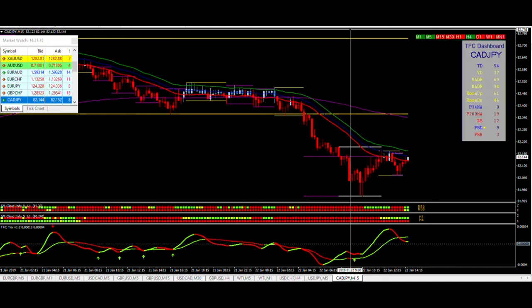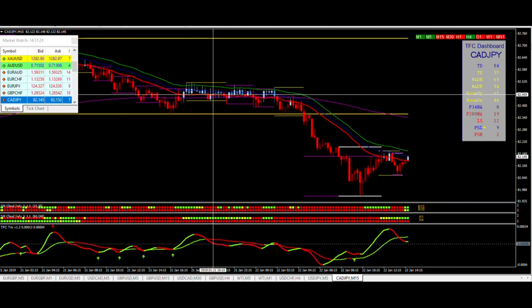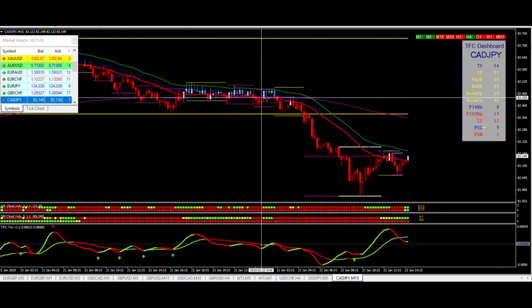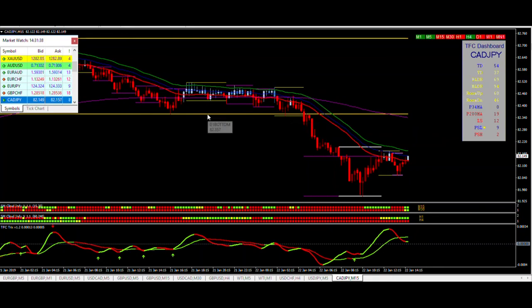Right, this is CAD Yen 15 minute. Right, you can see here the TFC wave is flat, all the candles are blue. Sideways trend, nothing doing. Okay, this thick yellow line is yesterday's low. Okay, D1 bottom.